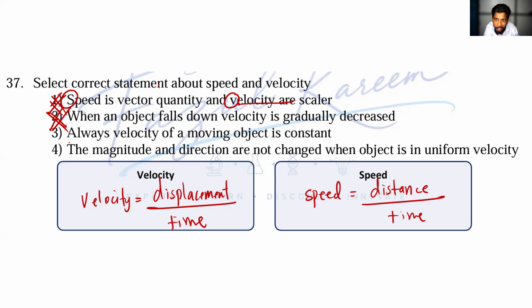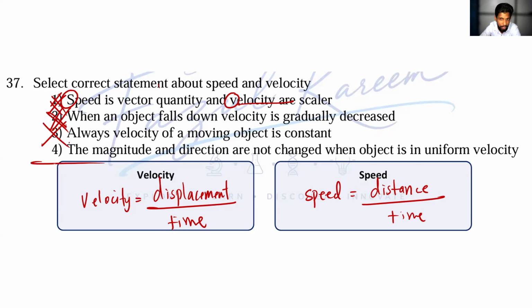You are going on a vehicle. A dog started to chase you. Suddenly, what will happen? You will be accelerating your bike, so you will be increasing the velocity. Here they have mentioned that always the velocity of the moving object is constant. No, that is wrong. So one and only option, that is the fourth one.